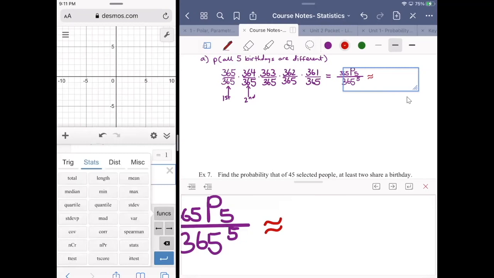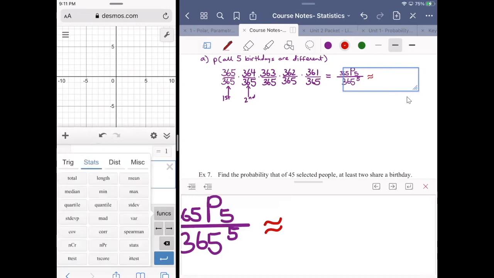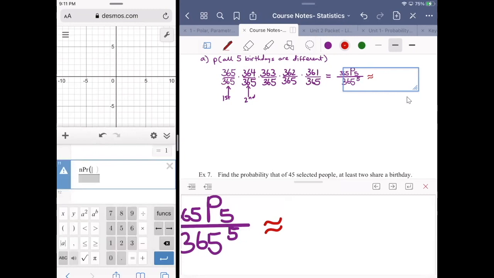And I'm going to do, I don't need that, division, right, because it's a fraction. Then I go into functions, the NPR, 365, comma, 5. And then on the bottom, 365 raised to the 5th. And you can see here, we're looking at about 0.973.